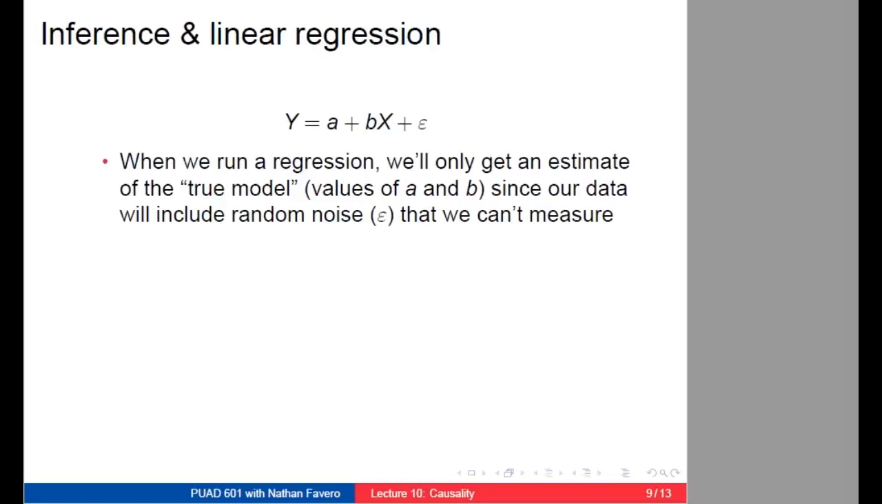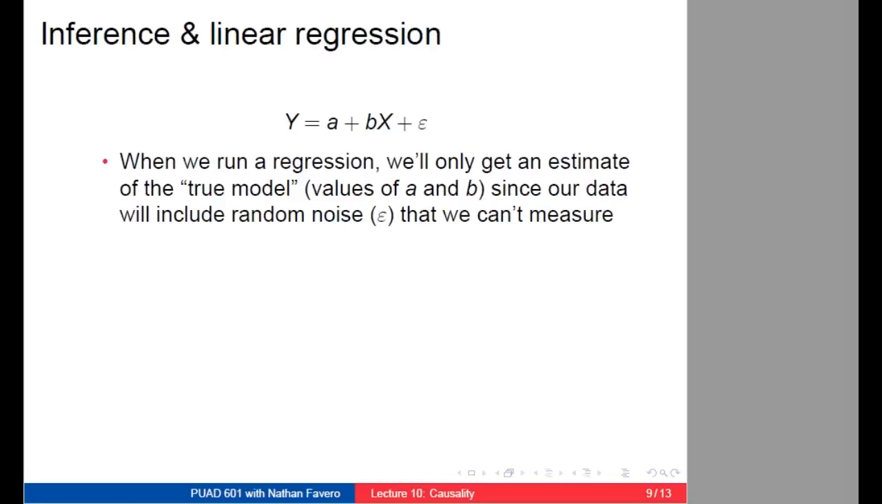So let's spend a little bit of time talking about that, because that is one of the tools that is used most frequently by economists and other social scientists when they're trying to establish causality. They'll often rely on regression and think about statistical inference in the context of regression.